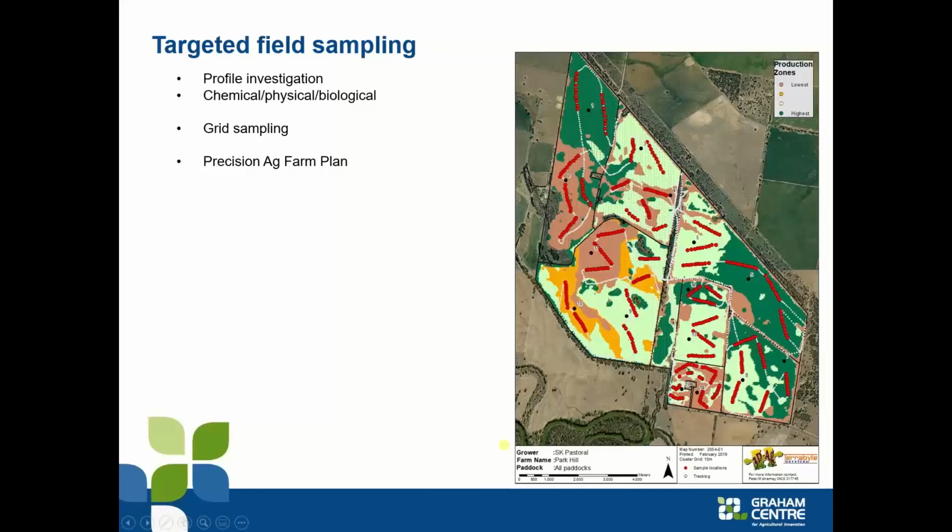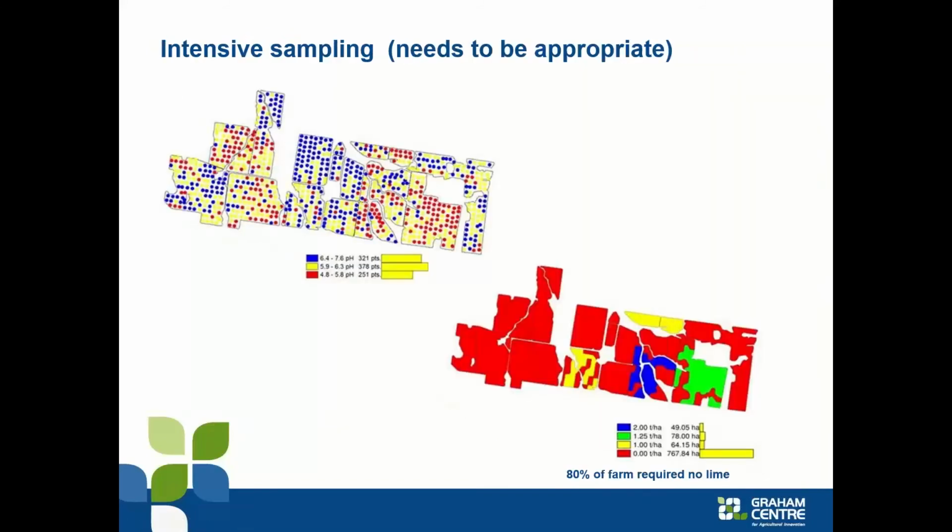Or it might be that we've been able to go out and, for a particular reason, I have identified that a grid sampling activity is the thing to be doing. The one question that I have about some of the grid sampling is that it isn't always the most appropriate thing to be doing for the whole farm.